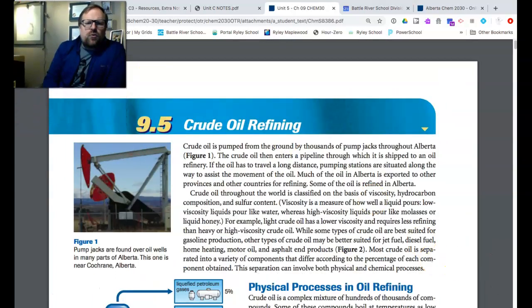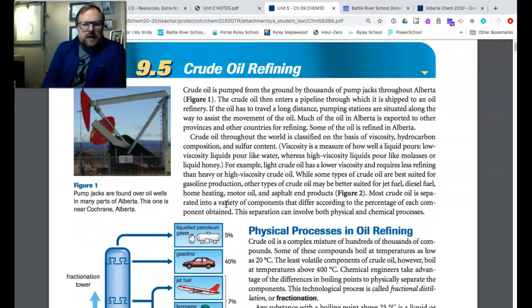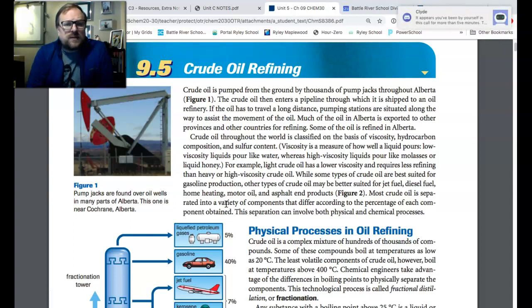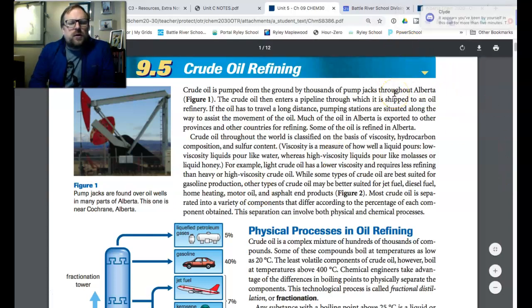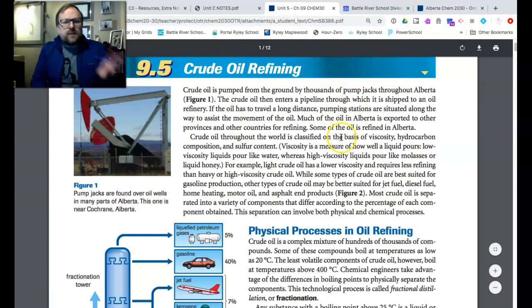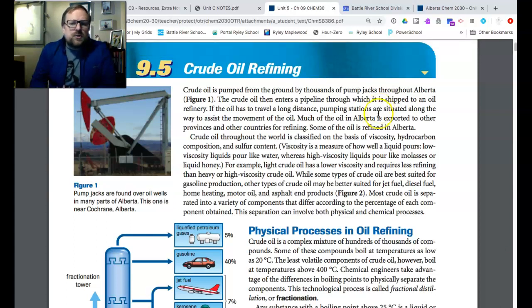This section's called crude oil refining, and it talks a little bit about what crude oil is. I really need you to understand that crude oil is basically just a soup of a whole bunch of different lengths of hydrocarbons, most of them relatively simple hydrocarbons that come out of the ground. When we pull crude oil or bitumen, which is the stuff that comes out of the ground at the oil sands, we need to refine it. We need to turn it into something usable for us.